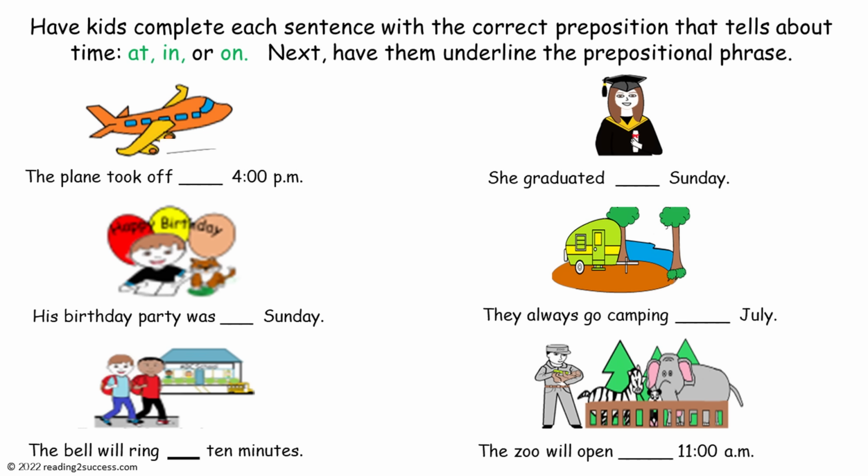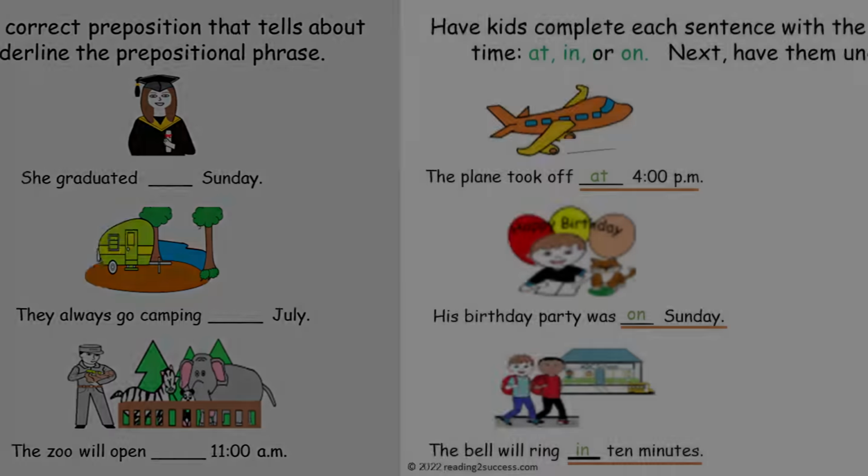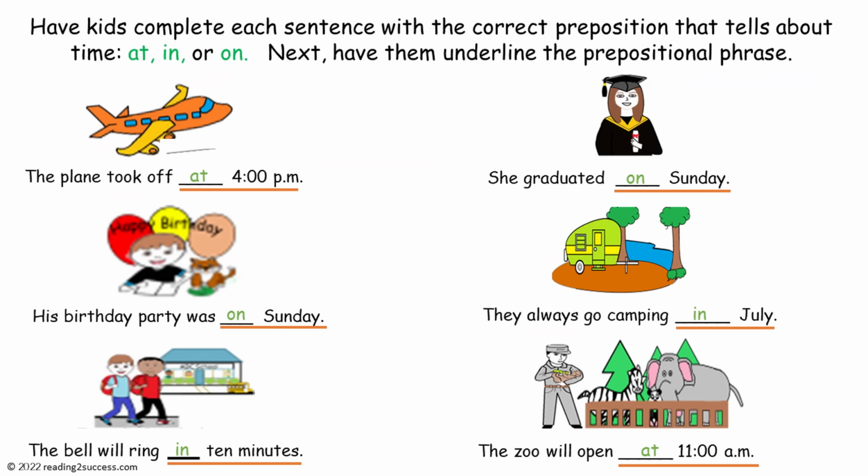Have kids complete each sentence with the correct preposition that tells about time: at, in, or on. Next, have them underline the prepositional phrase. This is the completed example. The plane took off at 4 p.m. His birthday party was on Sunday. The bell will ring in 10 minutes. She graduated on Sunday. They always go camping in July. The zoo will open at 11 a.m.